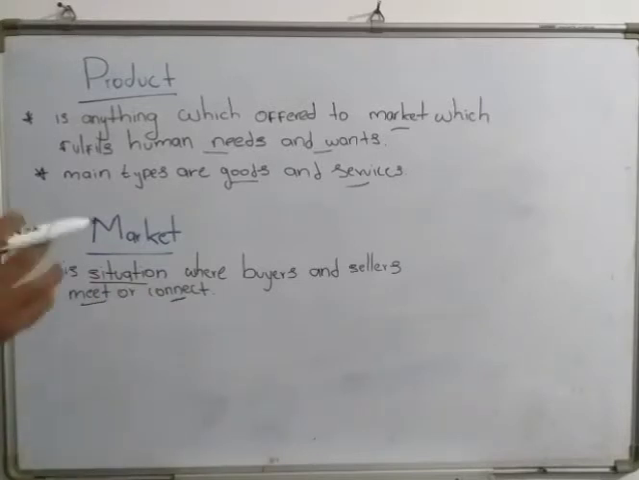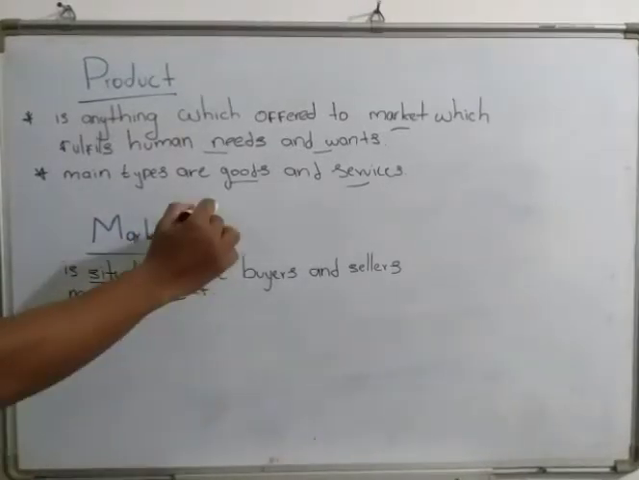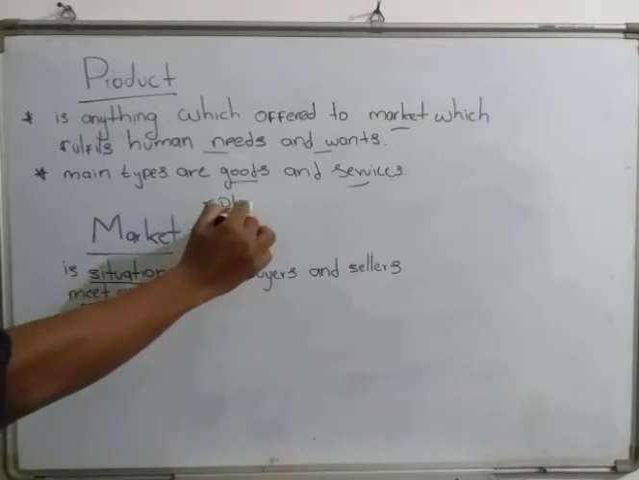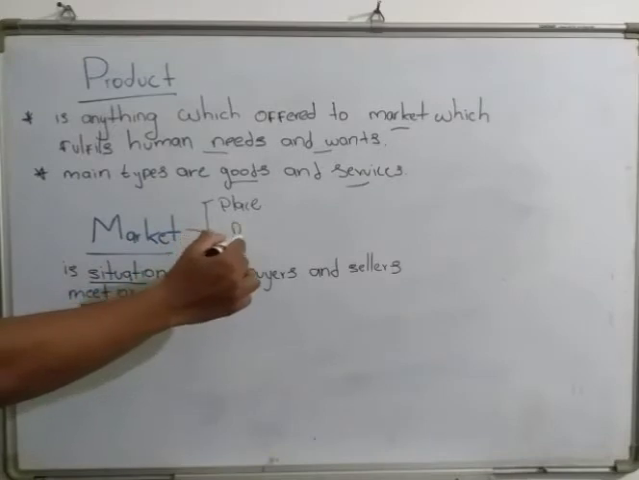Generally, there are two types of market. The first one is marketplace, which is a physical market, a physical place. For example, supermarket, food city, shopping complex, and shopping malls are known as marketplaces, where buyers and sellers meet each other. The second type of market is market space.